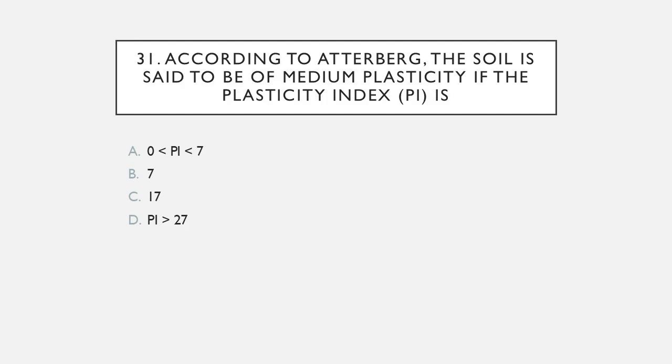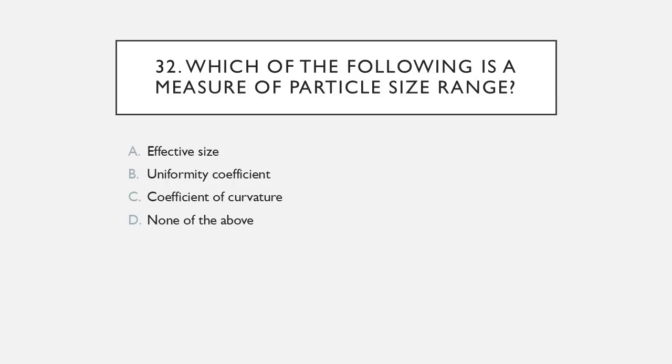31. According to Atterberg, the soil is said to be of medium plasticity if the plasticity index, PI, is A. 0 < PI < 7. B. 7 < PI < 17. C. 17 < PI < 27. D. PI greater than 27. B. 7 < PI < 17.